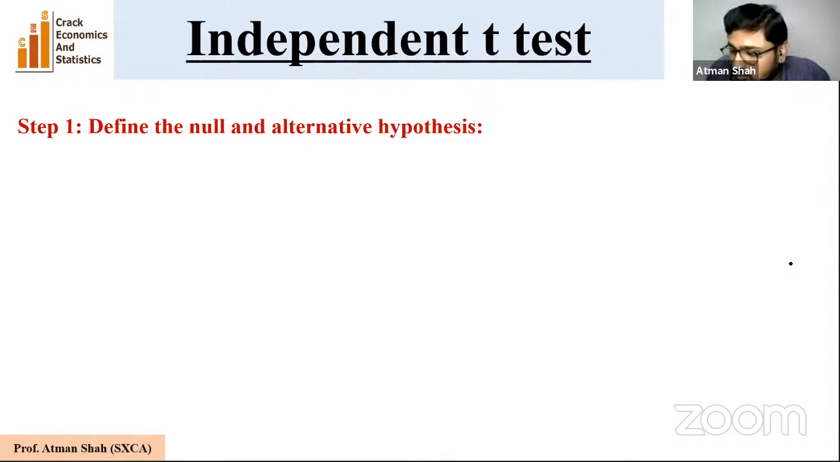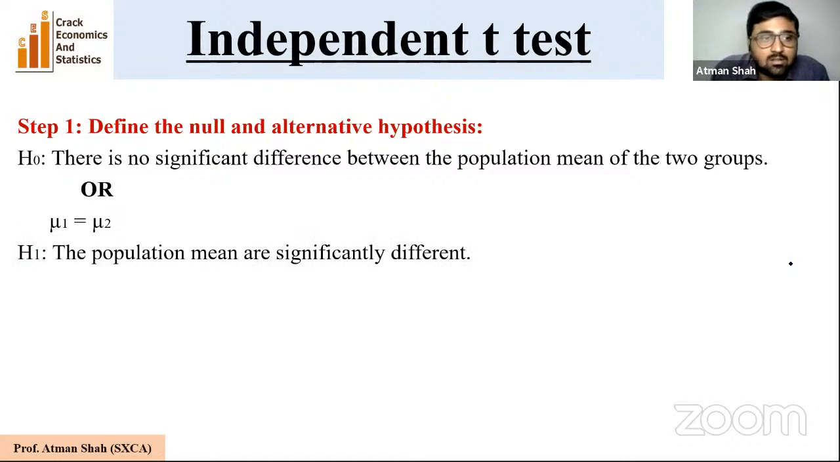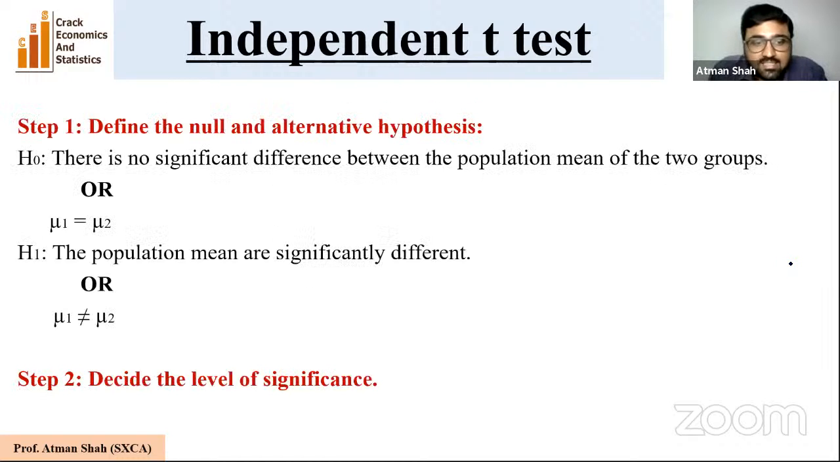So the first step is to define the null and alternative hypothesis. The null hypothesis: there is no significant difference between the population means of the two groups, or mu1 is equal to mu2. Please keep in mind that we are talking about two unrelated groups. In independent t-test, we have two independent groups. The alternative hypothesis is that the population means are significantly different, so mu1 is not equal to mu2. Step 2 is to decide the level of significance. In general, it is 0.05.